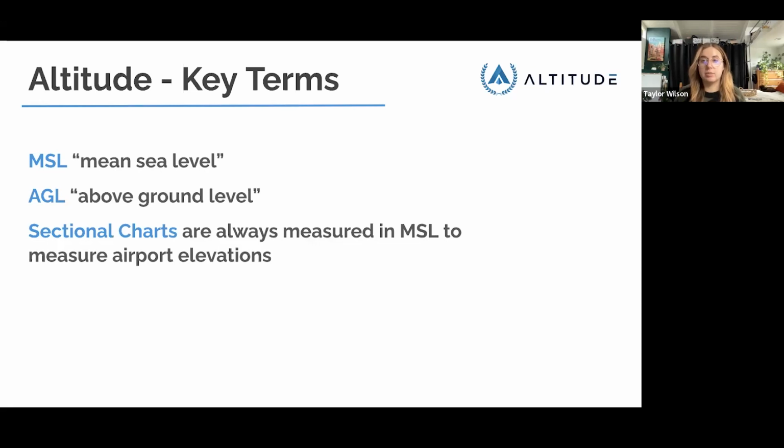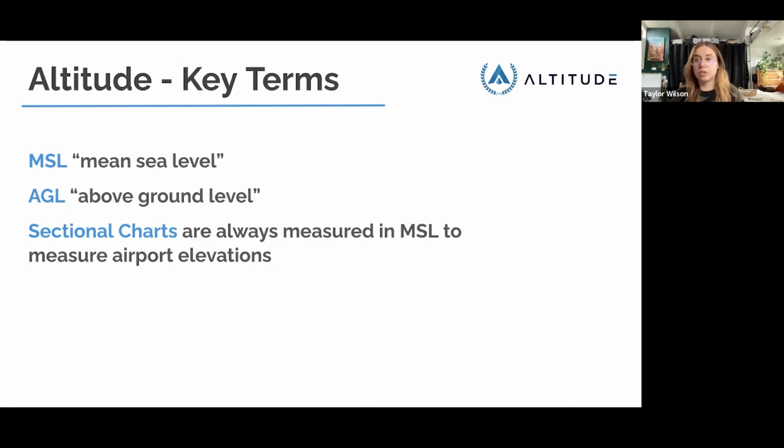So to start off, just to get some terms out of the way, MSL is going to mean mean sea level. So that's going to be our height above sea level. Then we have AGL, which stands for above ground level. So like the definition says, that's going to be our height above the ground. So above the surface as opposed to above sea level.